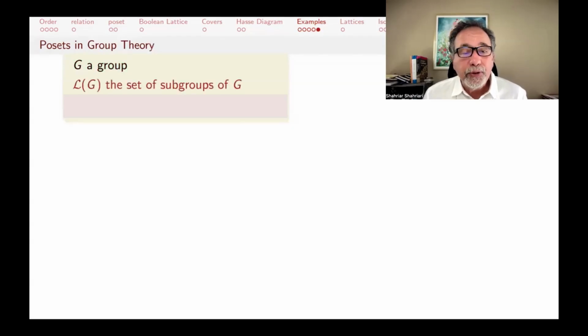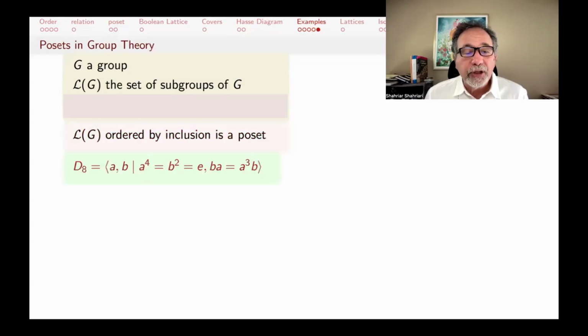In group theory, posets come up also. If you look at the subgroups of a group, for example, then ordered by inclusion, that is also a poset. For example, if you look at our favorite group, the dihedral group of order 8, I have a whole video just on the dihedral group of order 8. If you don't know what I'm talking about and you want to know, just go watch that video. That's a group generated by two elements, one of order 4, one of order 2, and then BA is not AB, but it's A cubed B.